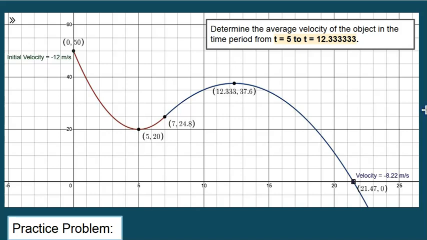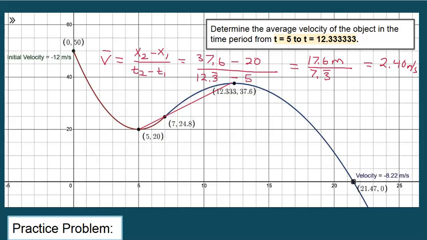Okay, another practice problem on your own. Determine the average velocity of the object in the time period from 5 to 12. All right, hopefully you got that one right. I drew the magenta line so you could visualize what we're doing. Then you take x2 minus x1 over t2 minus t1, and I got 2.40 meters per second.